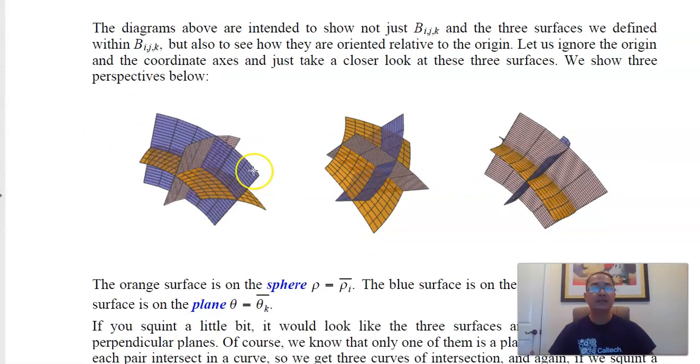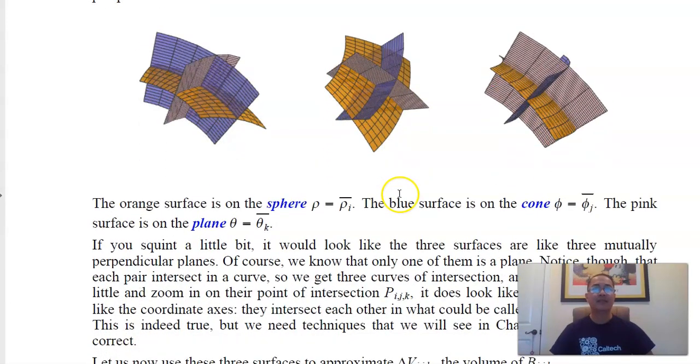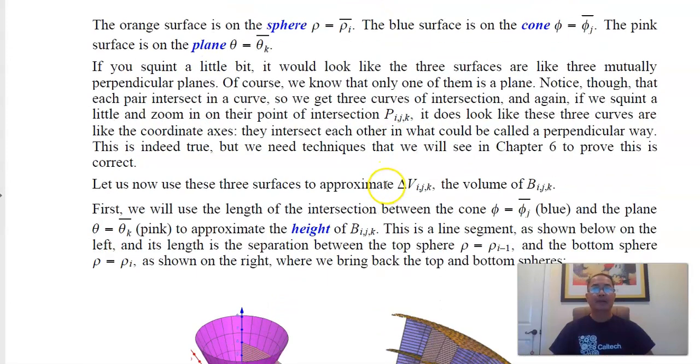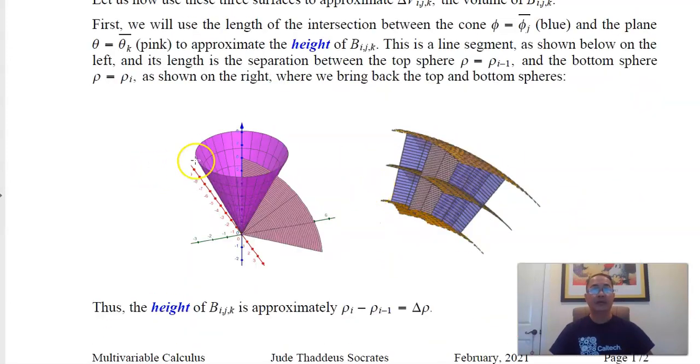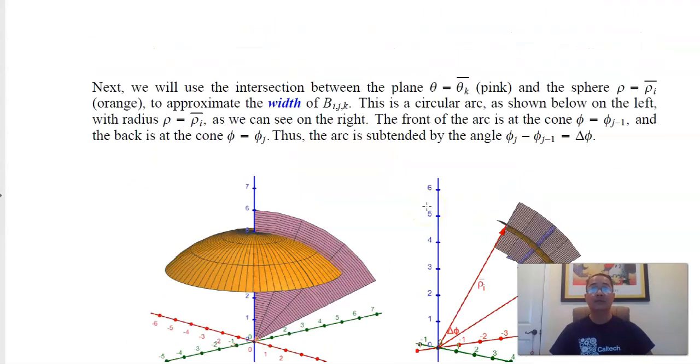Okay, so here are zoom-in views of those three surfaces. We can see it in different directions. So we needed this measurement and that height, and let's see, this measurement. It's a lot like x times y times z. So we said that the height of that spherical brick is definitely delta rho.